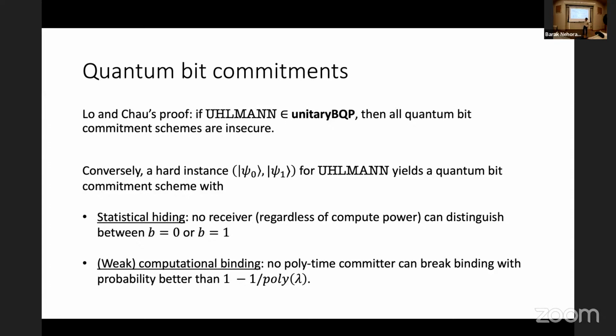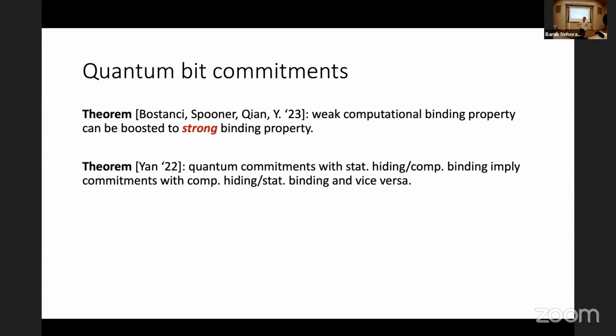And it also has a weak notion of computational binding. So it just says that no polynomial time committer can essentially change his mind, change the commitment, with probability better than 1 minus 1 over some polynomial. All right, so this is maybe not such a strong notion of binding, but it's non-trivial. But it turns out that that's enough to actually get all the way to a strong commitment scheme.